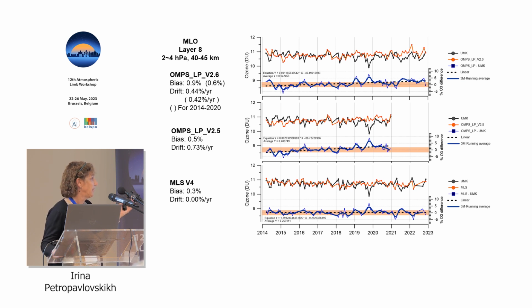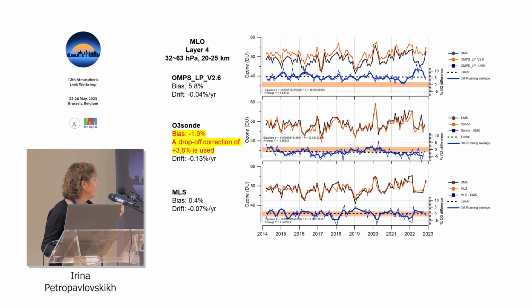There will be differences because UMKIR is really a thick layer. We applied the averaging kernel and smoothed it, but there's still some seasonal variability here and there. But what's important here is that version 2.6 biases are slightly different, but what's more important is the drifts. The version 2.6 drift relative to the UMKIR has reduced from 0.73% per year to 0.42% per year. MLS, we don't have drift with them. I don't know, it's good. And very small bias. This is upper atmosphere, 2 to 4 hectopascal, 40 to 45 kilometers.